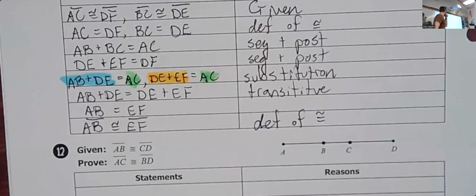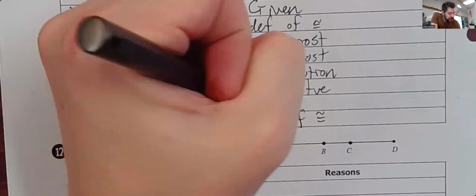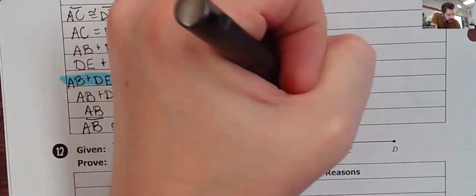What allows us to get from here to here? Subtraction, yeah. What did we subtract? DE, yeah, DE got subtracted from both sides. So that's that part where we take both segments and we cut off the same length from each segment, and what we're left with is congruent segments, which is what we're trying to prove. So subtraction property of equality.